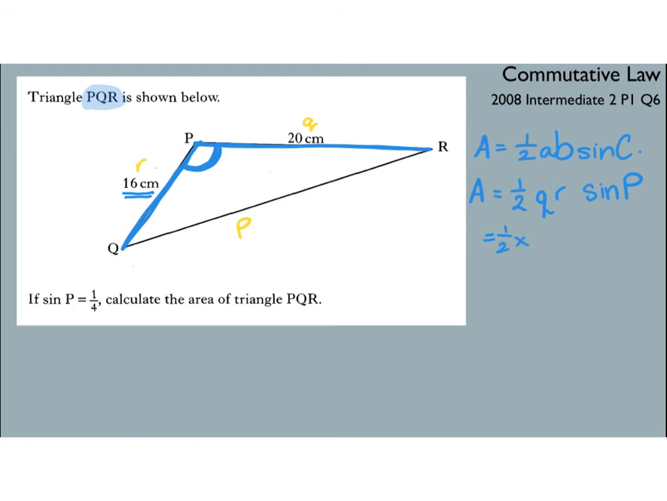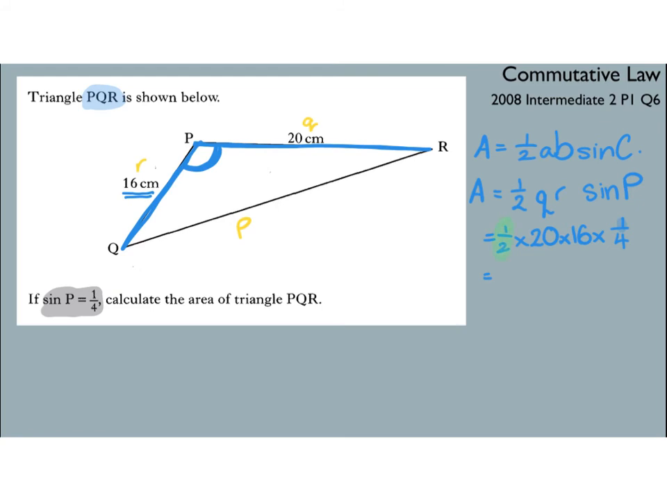Little q is 20. Little r is 16, and sine of p, does it tell me the answer for sine of p somewhere? There it is down there. Okay, it tells me that sine of p is a quarter. So, whoops, always using the wrong penny, and a quarter there. Okay, so remember what I look at next.